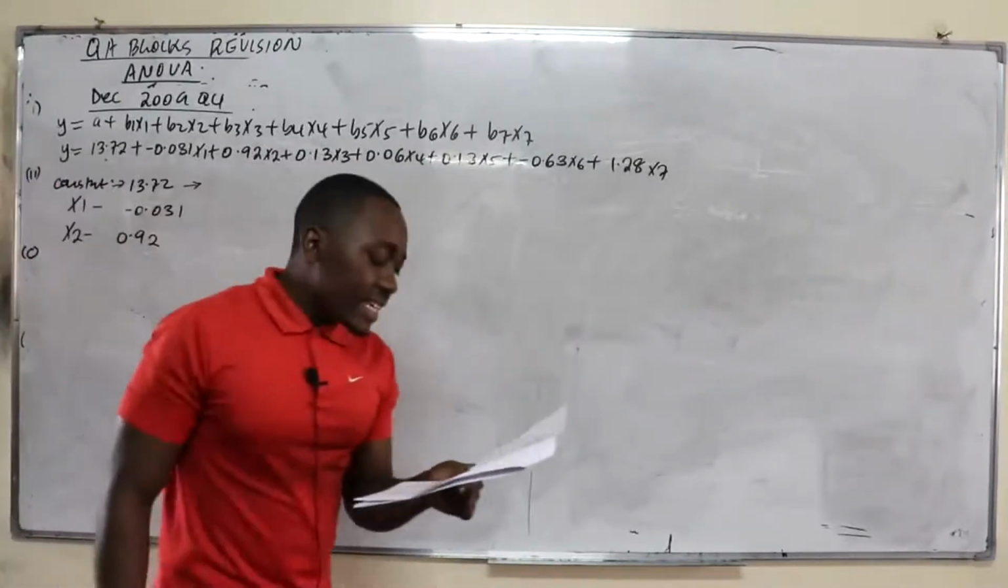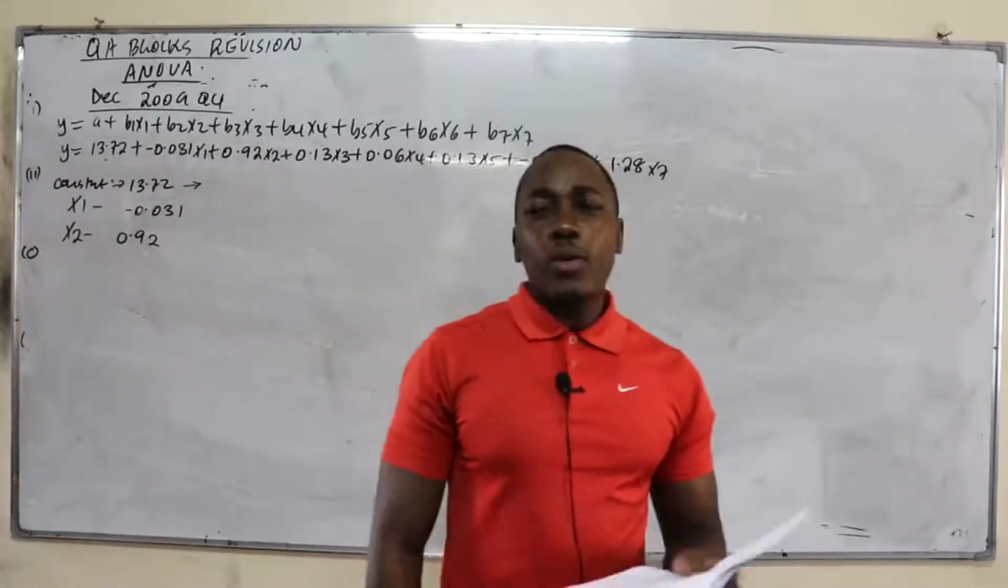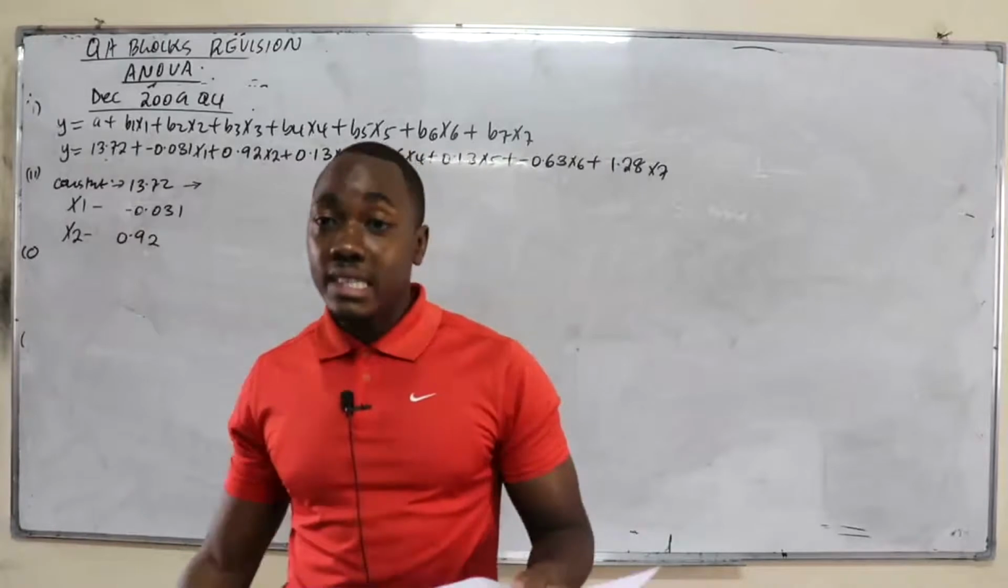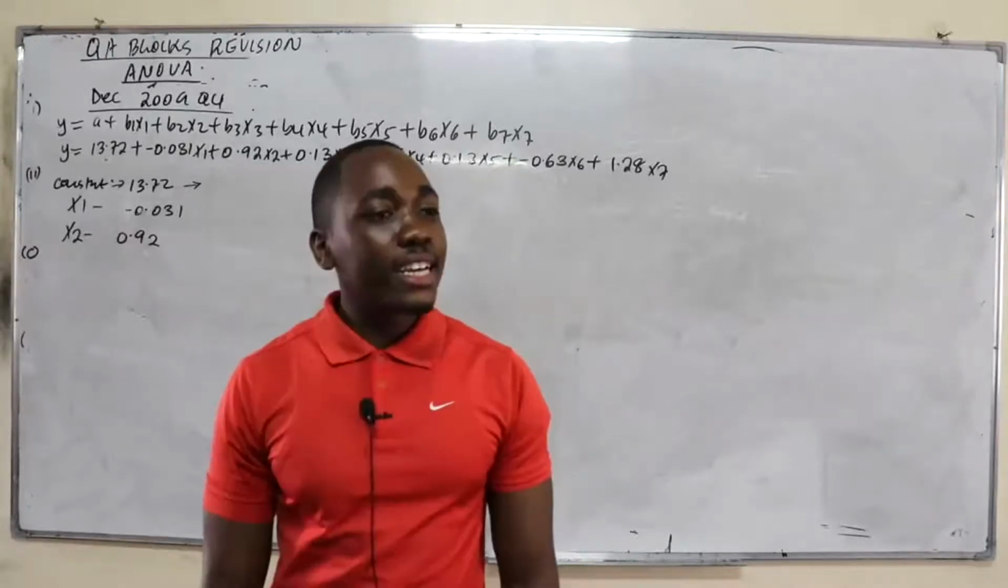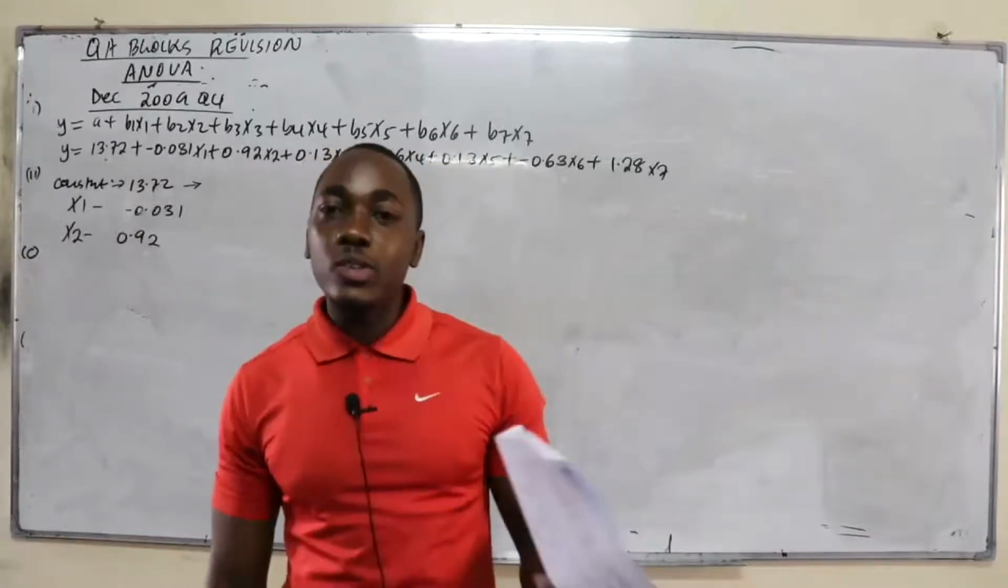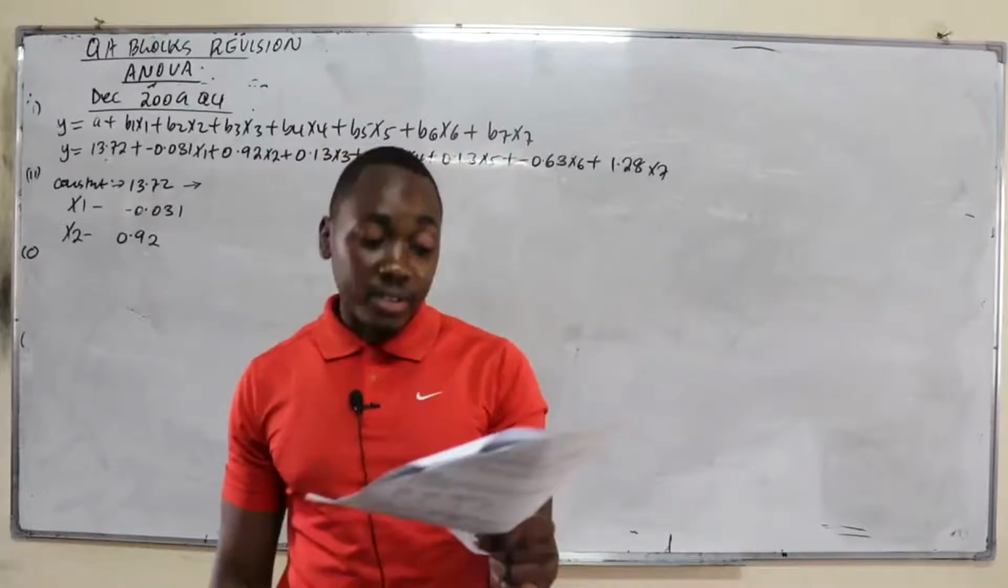Test the significance of each variable. Now, when you talk about significance, what comes to your mind? Which test? T-test. Are you together? We use the T-test. How do we get T? We said T is B over S. In this case, we are not given it. In the other question we did, we were already given T and also T critical. In this case, we are not given.